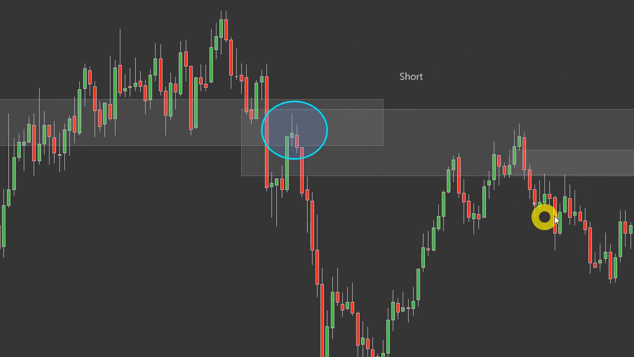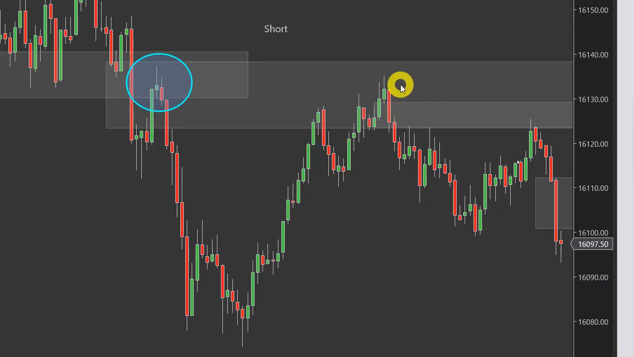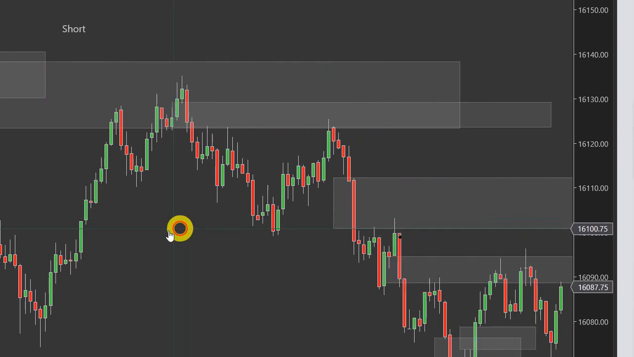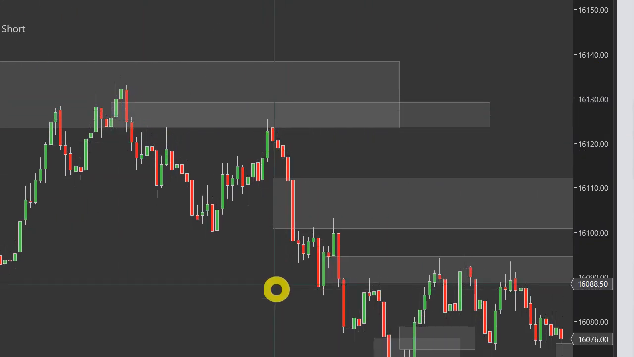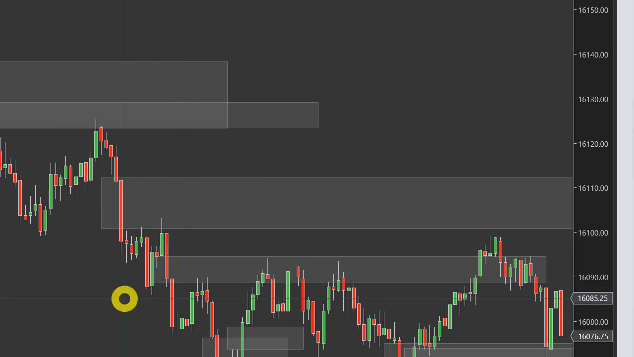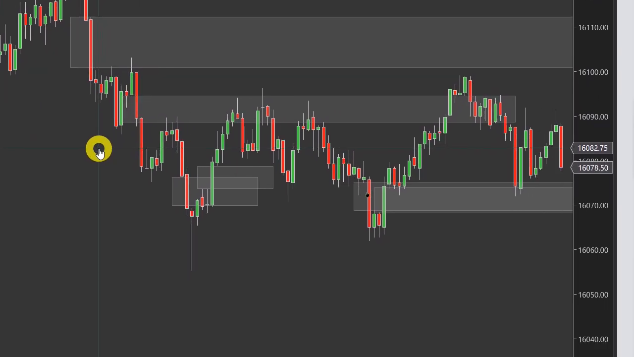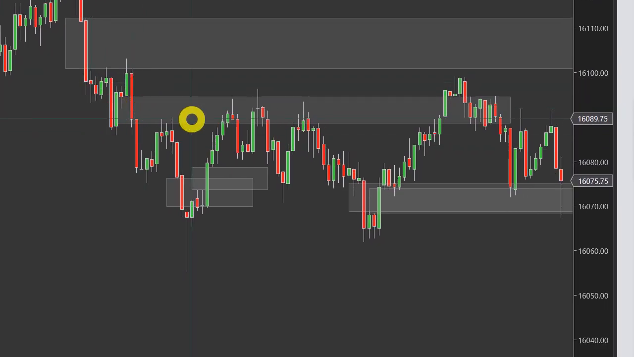Here's a good activity. It comes back up, tests several times. Here's where it gives us a good fair value gap to the downside. Here it gives us this one to the downside. Once we get down in these areas down here, here's another one to the downside. At least this move here, tests it, and eventually closes above it. But there's a lot of good movement here.